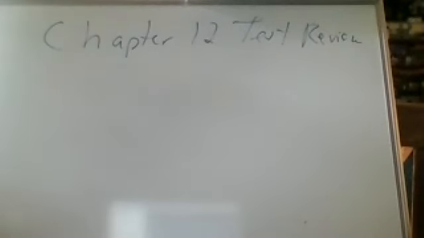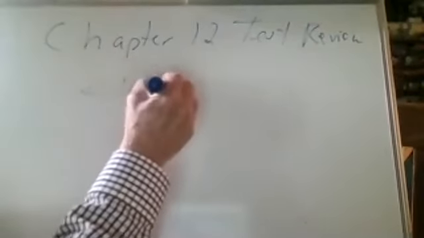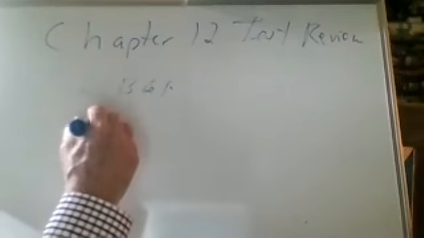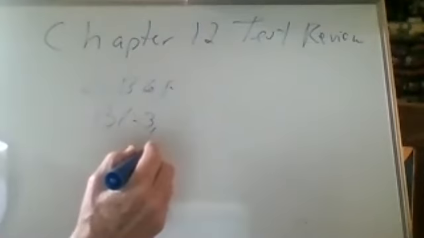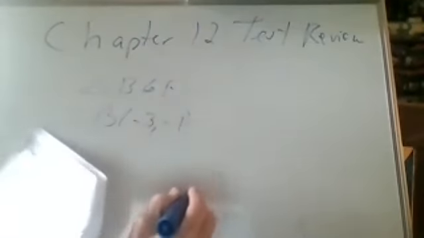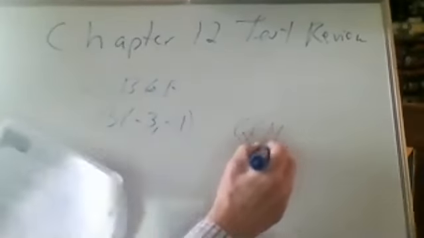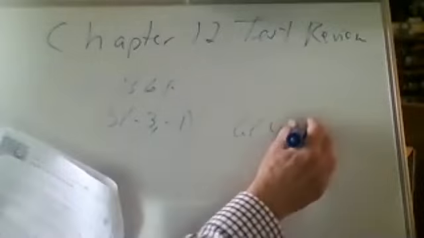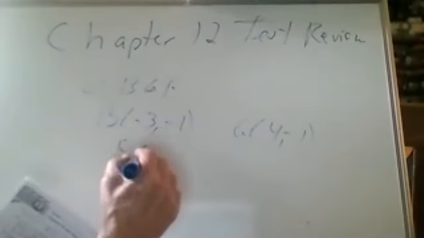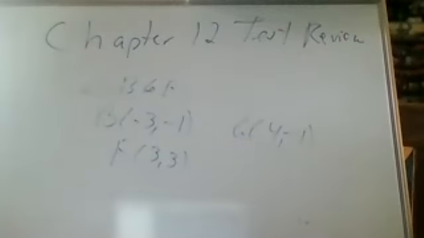All right, next one basically gives you the vertices of triangle BGF. Okay, vertices of triangle BGF. B is -3 and -1, and G is 4 and -1. And F is 3 and 3. And it says determine an equation of the line containing the altitude from point G.